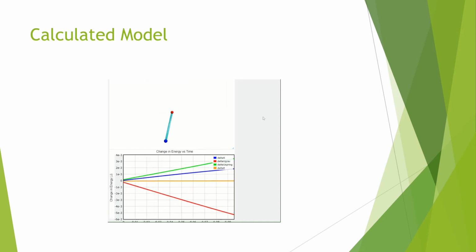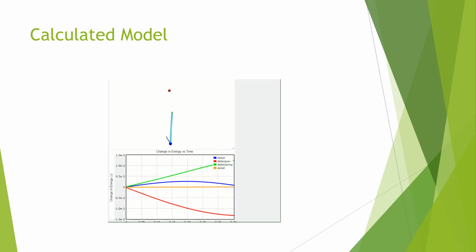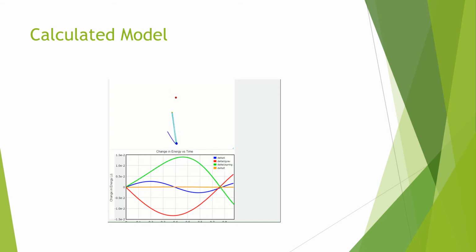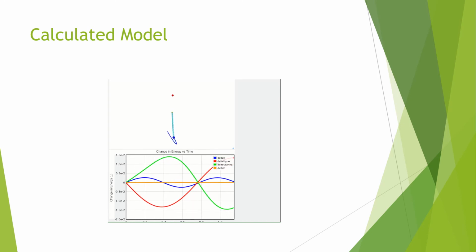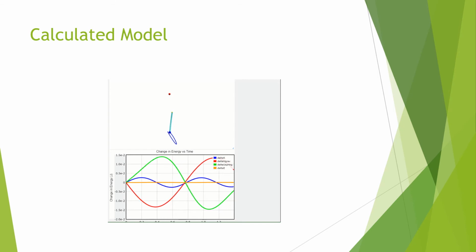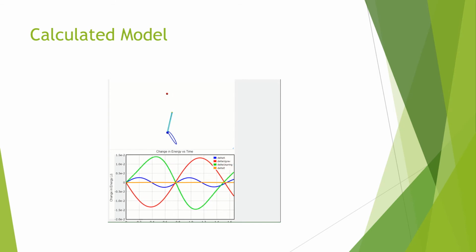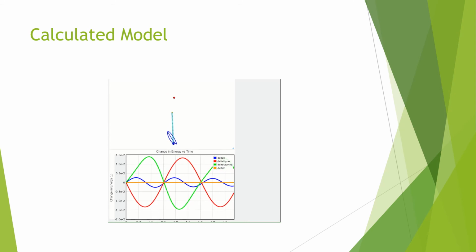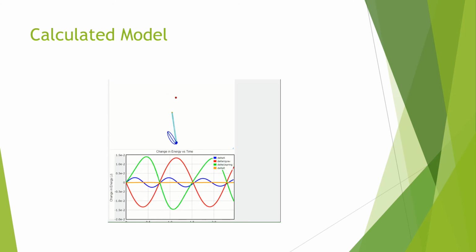Here is the model, and it runs very slowly. But as you can see, the model predicts the motion of the mass as it is oscillating around in an elliptical pattern as it did in the original model.